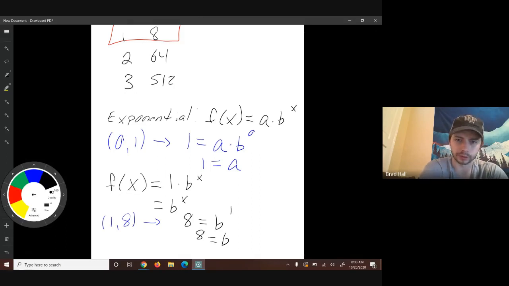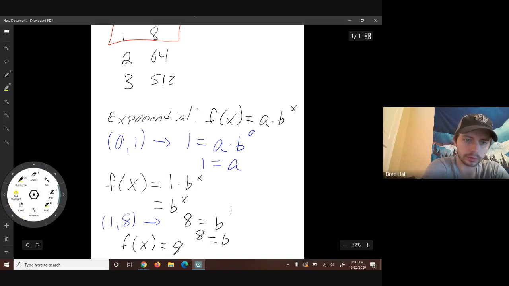And so we can just conclude now that the function is exponential, and it has the form of simply 8 raised to the x.